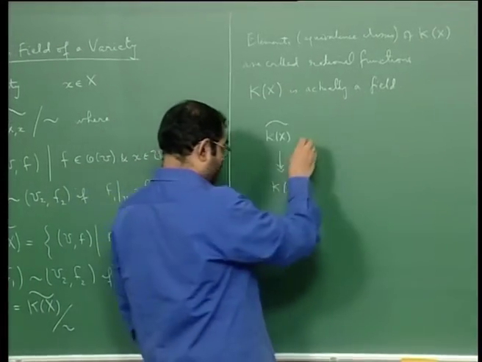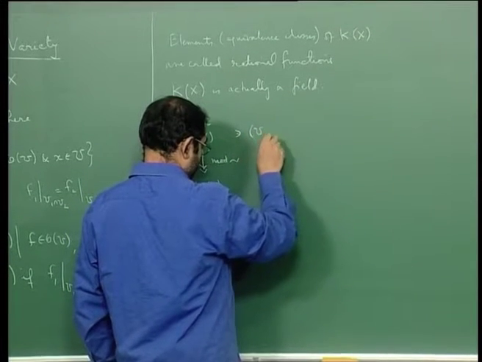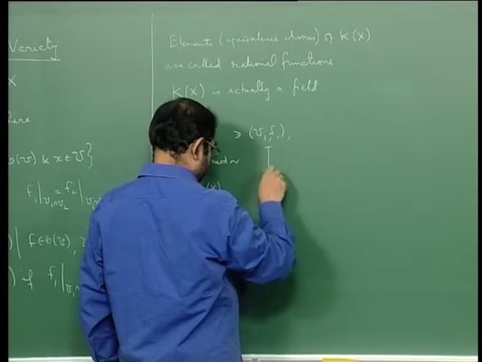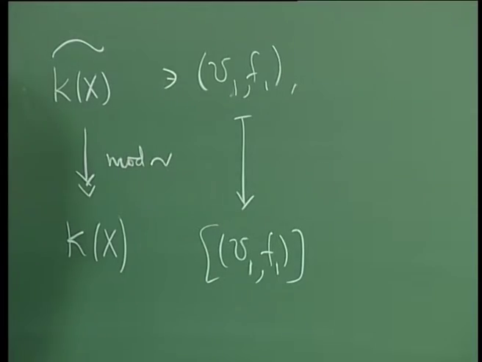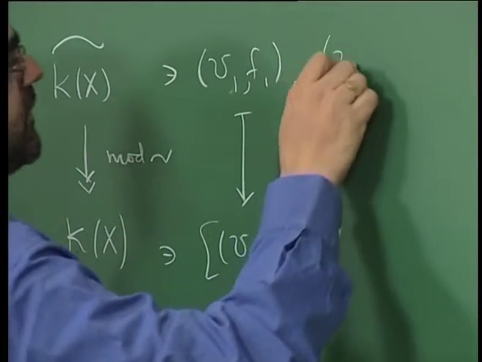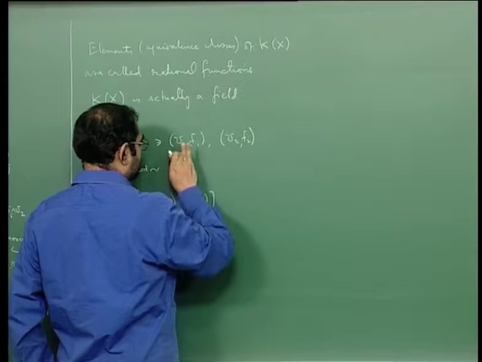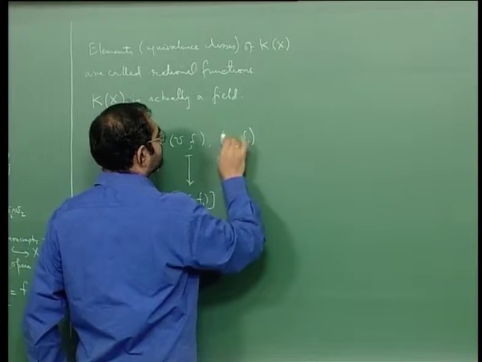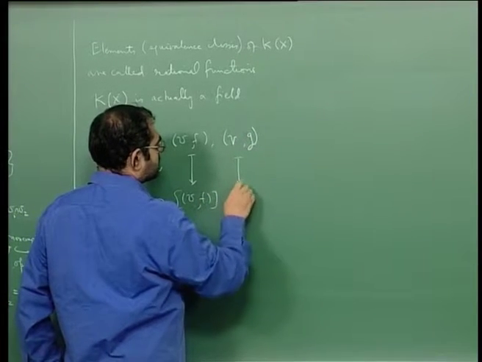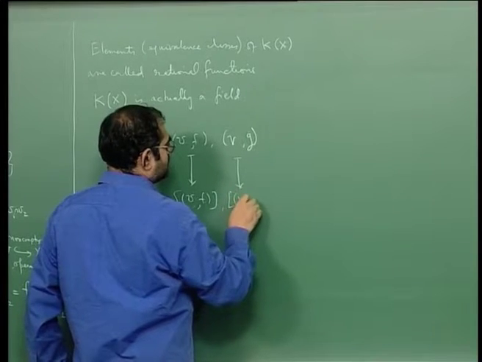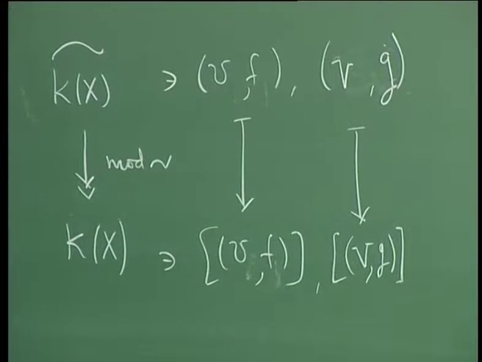Okay, and what we are doing is, if you give me a rational function u1 comma f1, you send it to its equivalence class, which I will indicate by putting a square bracket. And if you give me another rational function u2 comma f2, rather let me use u comma f and v comma g, this will go to v comma g in round bracket followed by a square bracket, the square bracket indicating the equivalence class here.